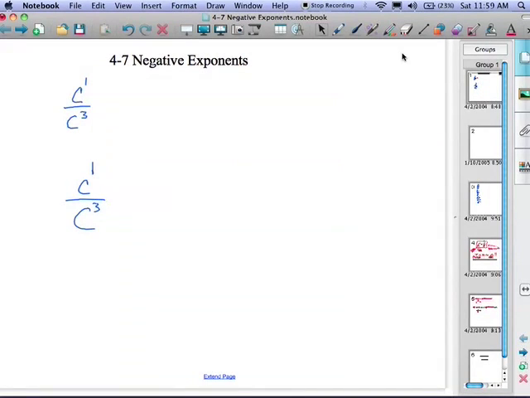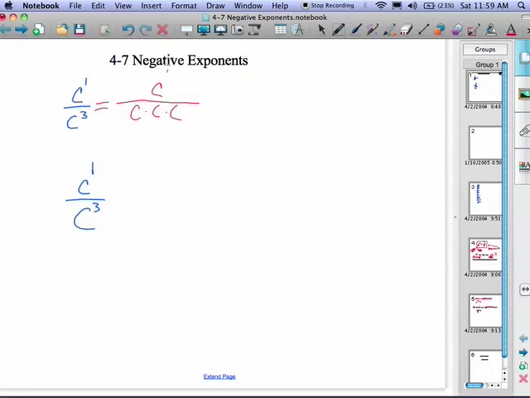4-7, negative exponents. You actually see the same examples written up here twice. We're going to solve it in two separate ways. The first way we're going to simplify it is to use expanded form like we did several lessons ago. It's going to actually be c divided by c times c times c.